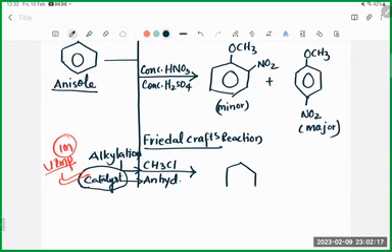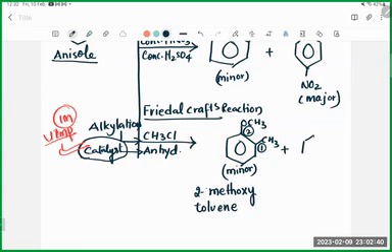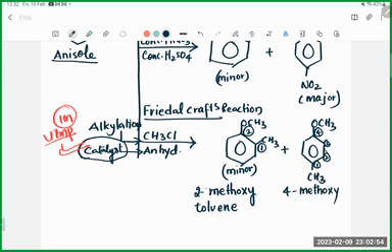We get the same two derivatives, OCH3 ortho, and this is minor. Naming is very important, because here we say with respect to the methoxy as substituent, 2-methoxy toluene it is. And the second product is the major product. With respect to this we have the fourth place, 4-methoxy toluene. So this is the major product.